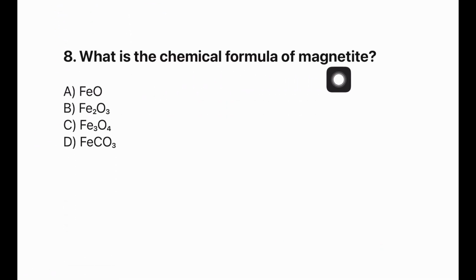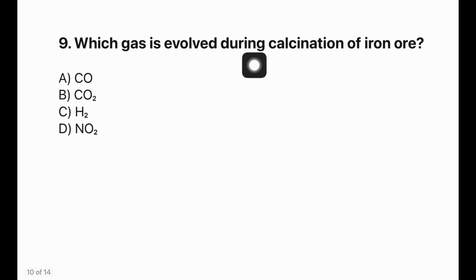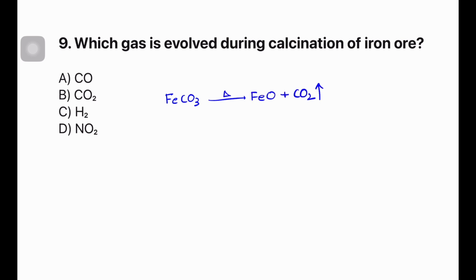What is the chemical formula of magnetite? So the magnetite chemical formula is Fe3O4. So the correct answer should be C. Next, which gas is evolved during calcination of iron ore? We have the iron ore siderite, that is FeCO3. If you do calcination, we get FeO and CO2. So the gas evolved is CO2 during the calcination of iron ore.